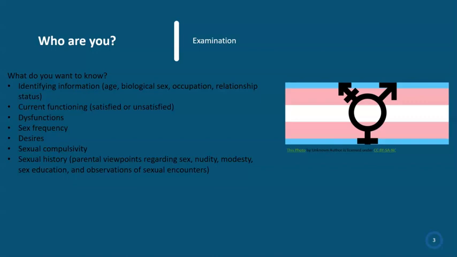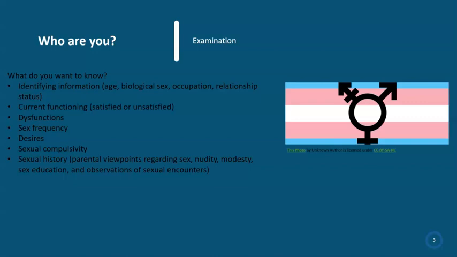So management of gender dysphoria that has persisted from childhood is straightforward. It's more straightforward than management of gender dysphoria when it arises later. You want to find out, who are you when you're talking to your client? You want to know who they are. How do they identify? Age, biological sex, relationship status, and we're talking about teens. Their current functioning, are they satisfied or unsatisfied? Their dysfunctions, their sexual frequency, and children, not little children, adolescents, are having intercourse at younger ages, same sex at younger ages. What are their desires?